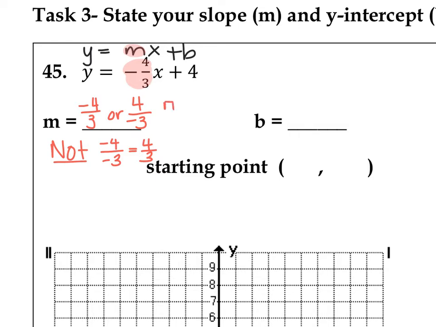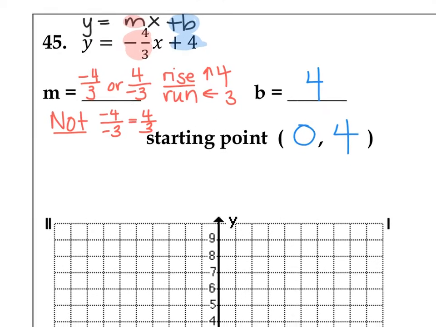So if I'm choosing 4 over negative 3, again, it doesn't matter which one, you will get the same line either way. So our rise is positive 4, so that's up 4. And then our run is negative 3, so that's to the left 3. Our B is a positive 4. So that means my y-intercept is 4. So I'm starting at 0, 4 on the y-axis.